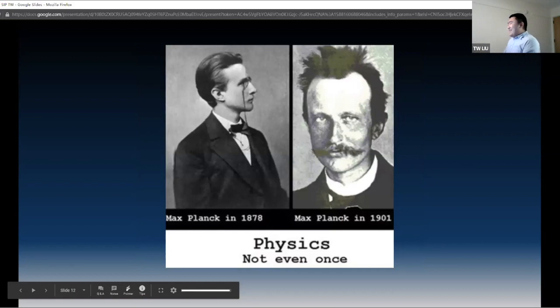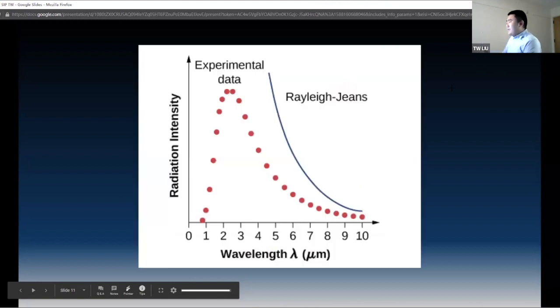His name is Max Planck. As you can see, on the left is Max Planck before he studied physics, and on the right is after he studied physics. So what he came up with is that he just forgot about all the concept stuff. He just looked at this experimental data, and he said, "Well, I'm very good at math. What if I model the experimental data first, and then try to describe it after I get the equation?"